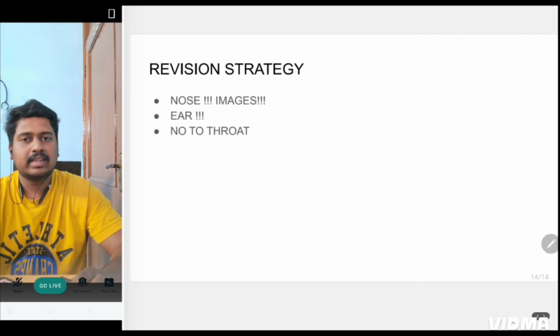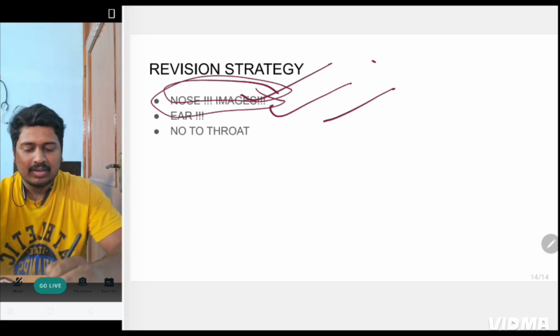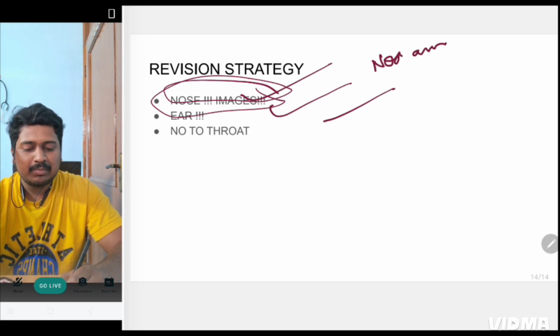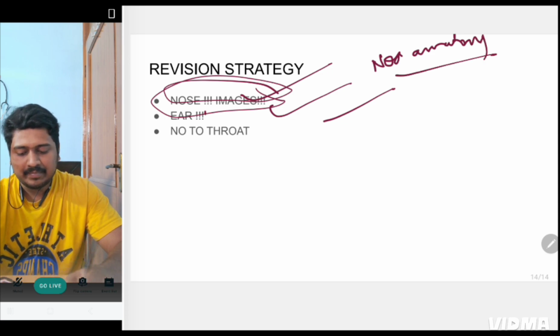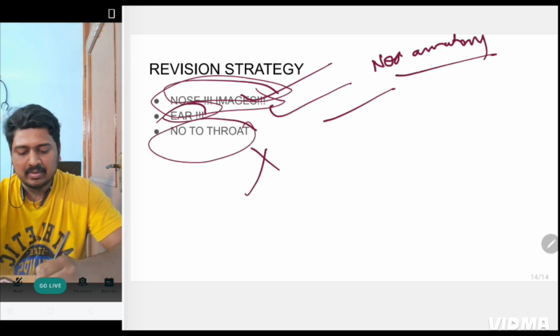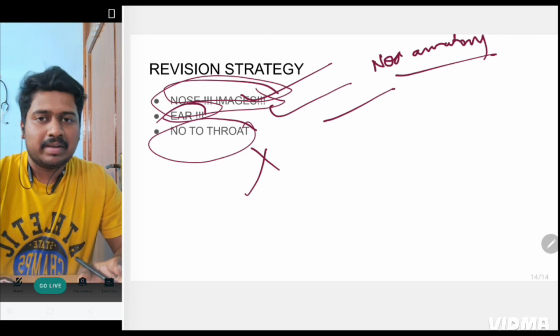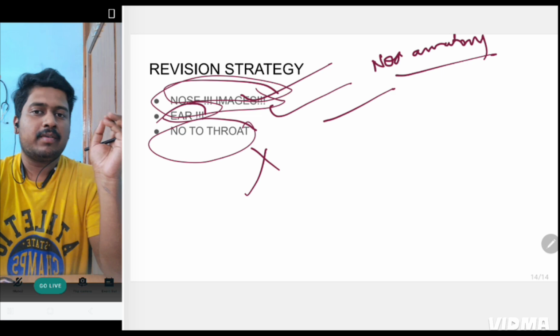So what is the strategy for ENT? Nose, and images of nose. Nose anatomy is the most important topic in the entire ENT. Then come to ear, always go for audiology and hearing tests. And say no to throat. This sums up ENT. In the upcoming last video, we'll be focusing on short subjects.